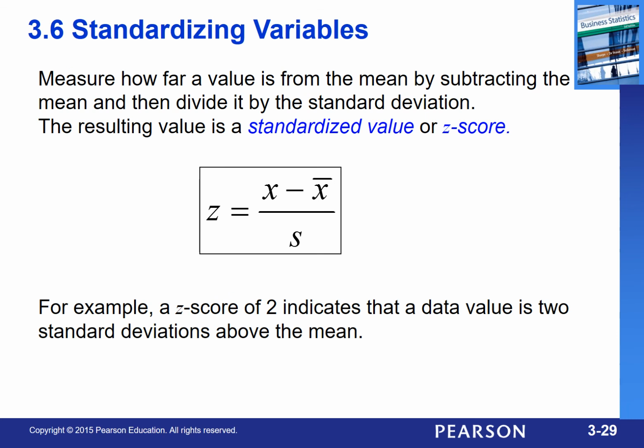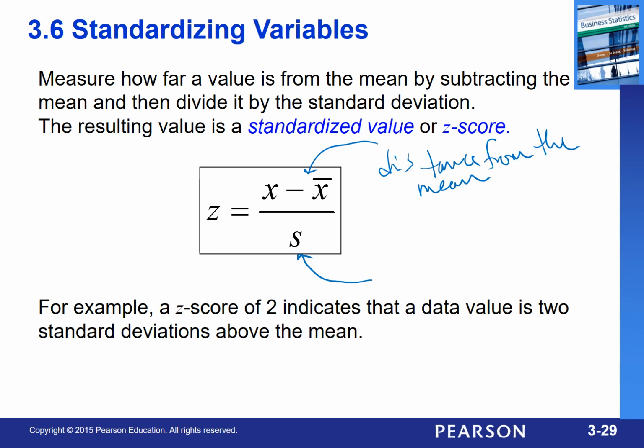Let's look at the formula. When you look at this numerator, you should be thinking, oh, distance from the mean, and then how many standard deviations. That's why you're dividing by S. Dividing by the standard deviation tells you how many standard deviations you are away from the mean. So for instance, a z-score of 2 indicates that the value is 2 standard deviations above the mean. Being 2 standard deviations above or below the mean is unusual. Being 3 or more above is highly unusual and just shouldn't happen most of the time.